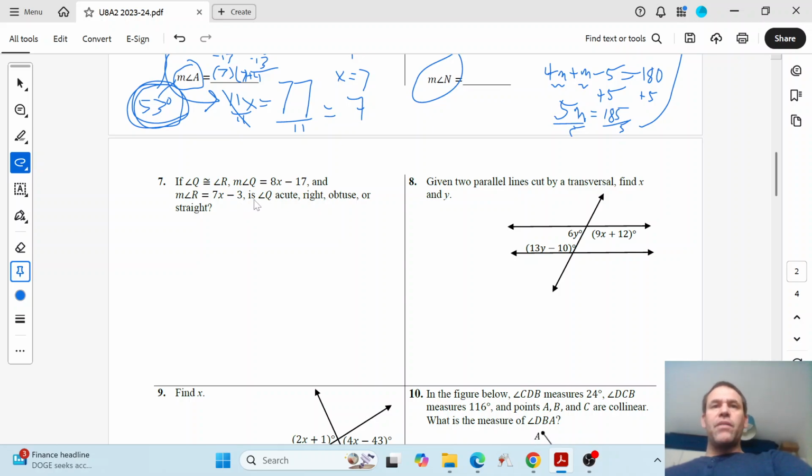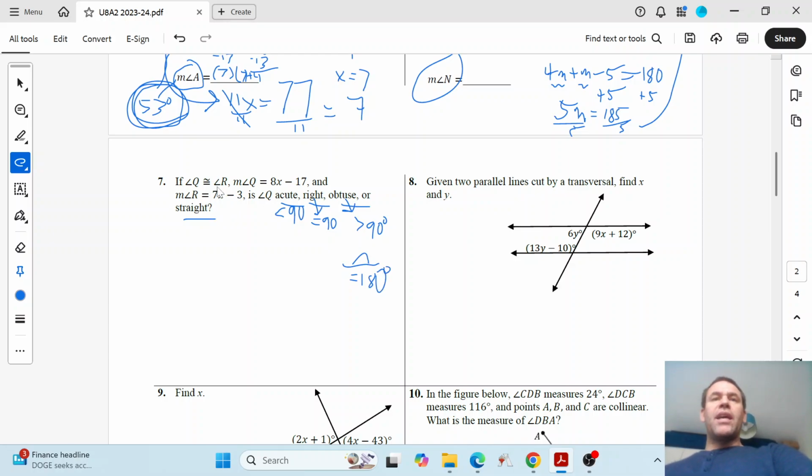Okay, so if Q and R are congruent, and Q is 8x minus 17 and R is 7x minus 3, is it acute, right angle, obtuse, or straight? Acute, right, obtuse, or straight. Cool. Acute is less than 90 degrees. A right angle is equal to 90 degrees. An obtuse angle is greater than 90 degrees. And straight is equal to 180 degrees.